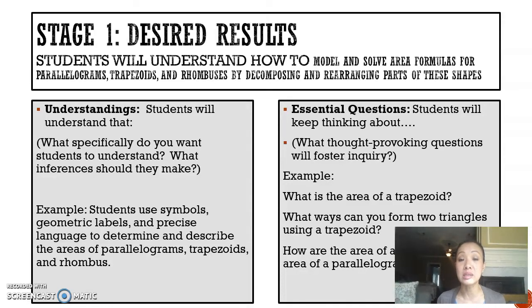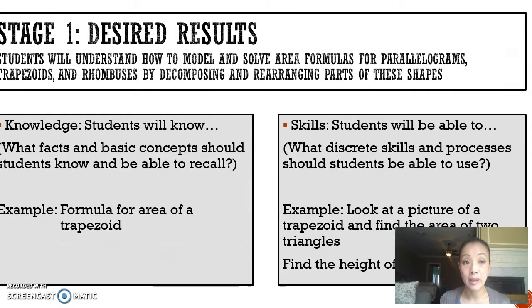So again, this is a framework for backward design, and this is only stage 1, where you are desiring results. And under stage 1 still, students will understand how to model and solve area formulas for parallelogram, trapezoid, and rhombus by decomposing and rearranging parts of these shapes. Not only do you need to know the understanding and the essential question, you also have to have the knowledge.